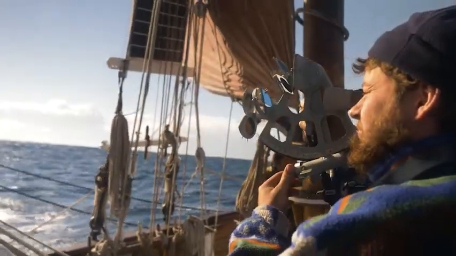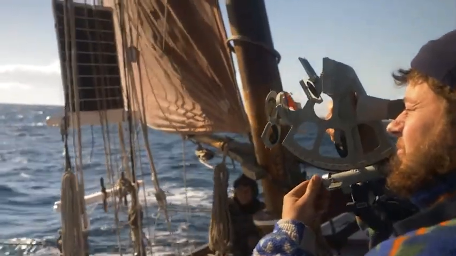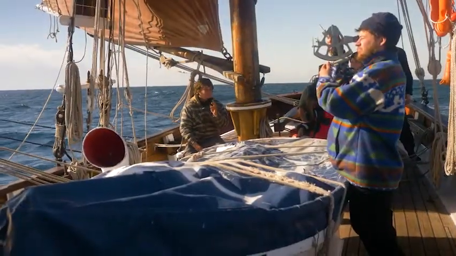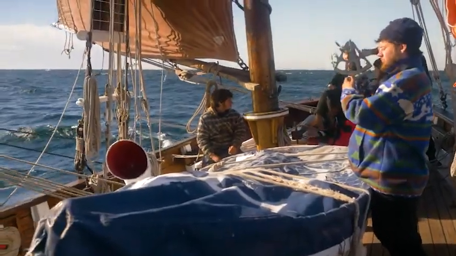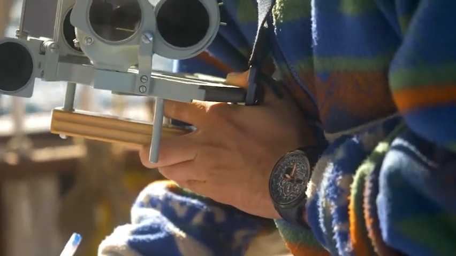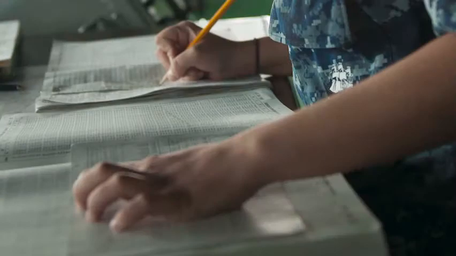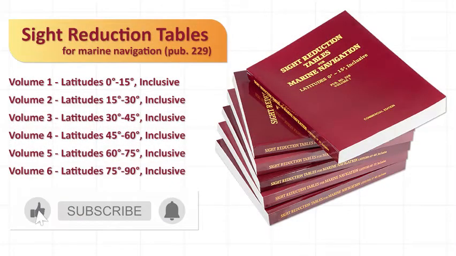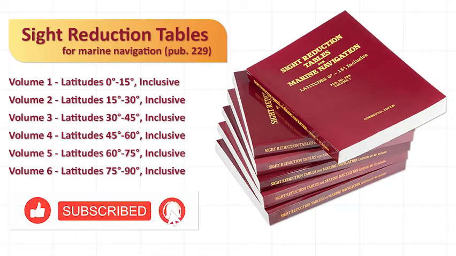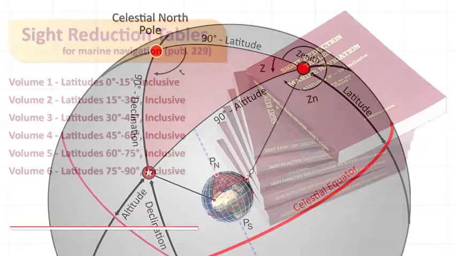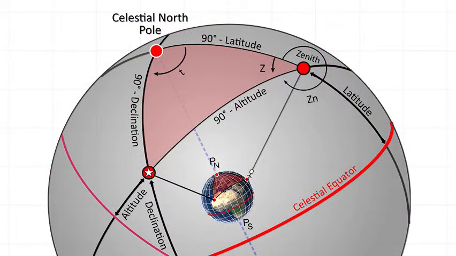In order to determine position in celestial navigation, observations of the sun, moon, visible planets, and stars have to be solved for information required to plot lines of position. Solving celestial observations, often referred to as sight reduction, can be done using the appropriate tables, referred to as Pub. 229, or using formulas for a spherical triangle.